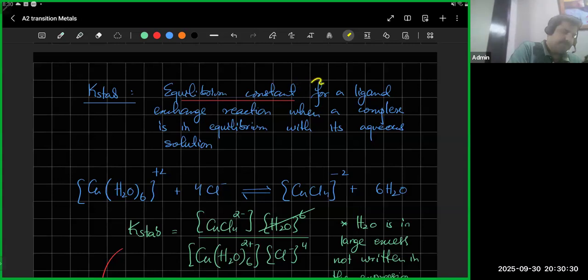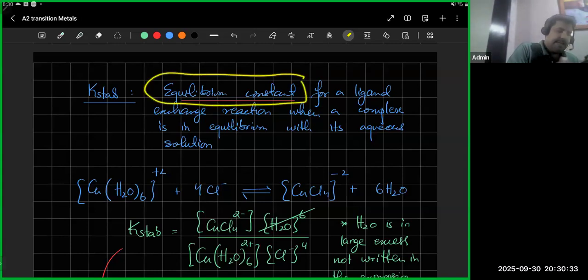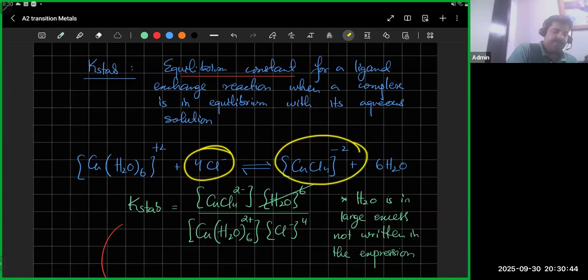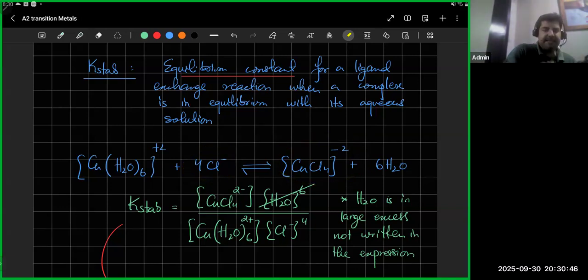the equilibrium constant for a ligand exchange reaction. So you have, especially when a complex is in equilibrium with its aqueous solution, copper with water, you add Cl ions and copper is now with Cl, right? So you have a ligand exchange happening. Product concentration divided by reactant concentration, that's K-stab. K-stab is the equilibrium constant for a ligand exchange reaction. You don't write water in the expression because water is in large excess. And so that's not written in the expression.